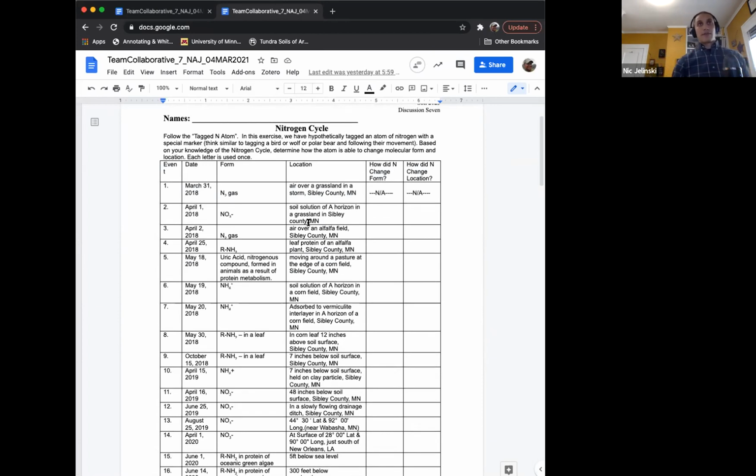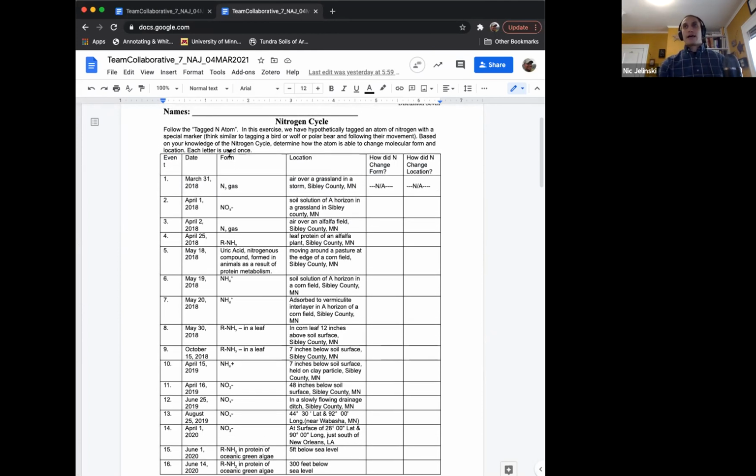And the fun thing about today is I've got a puzzle for you. So here's how this works. We're gonna pretend that we can tag a nitrogen atom, a single atom of nitrogen, and that we can follow it through the nitrogen cycle, the form that it's in, and even track the geographic location that that nitrogen atom is in. So we're following a single nitrogen atom. And so I've got here listed some events.